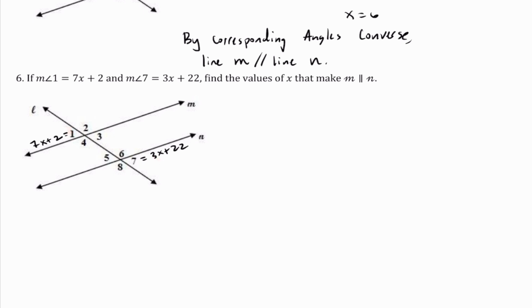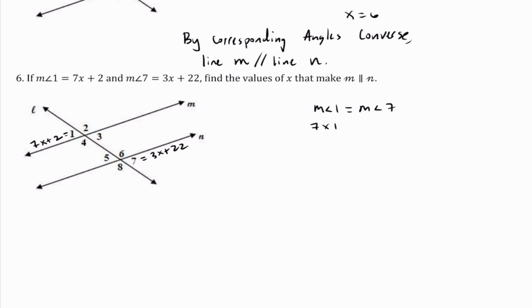These angles are outside of the two lines. So they are exterior angles and they are on opposite sides of the transversal. So what can you tell me about these two angles? They are alternate exterior angles. So I'm going to set them equal to each other. The measure of angle 1 is equal to the measure of angle 7, and I'm going to apply substitution.